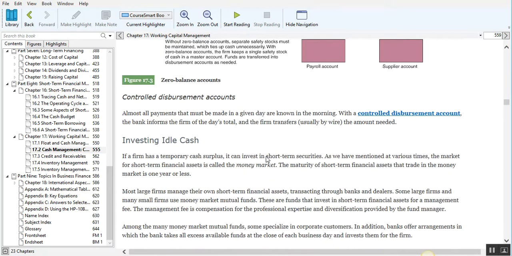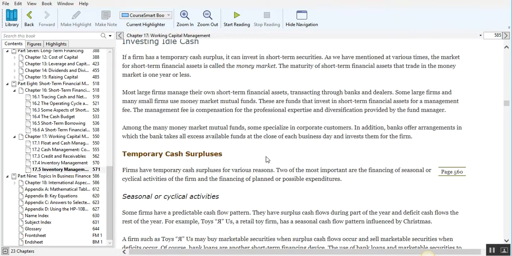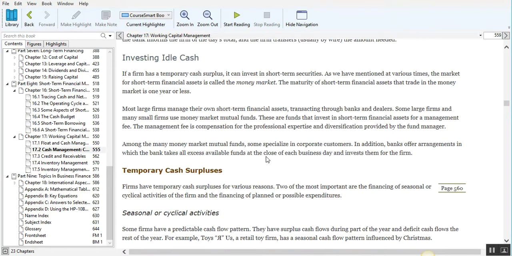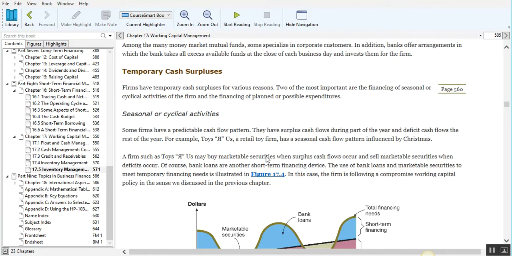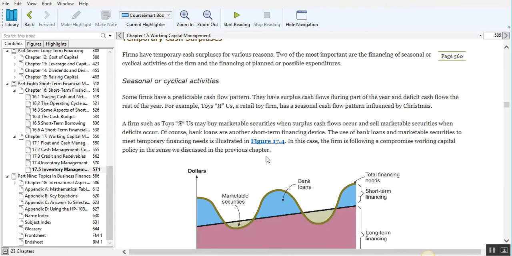You also have this idea of controlled disbursement, where the bank informs the firm of the daily total and then transfers the amount needed into that account. Many times firms are very interested in investing idle cash simply because they can put that in securities and, on a temporary basis anyway, earn interest on it. If they have a temporary cash surplus, that would be an excellent place where they would want to do that.